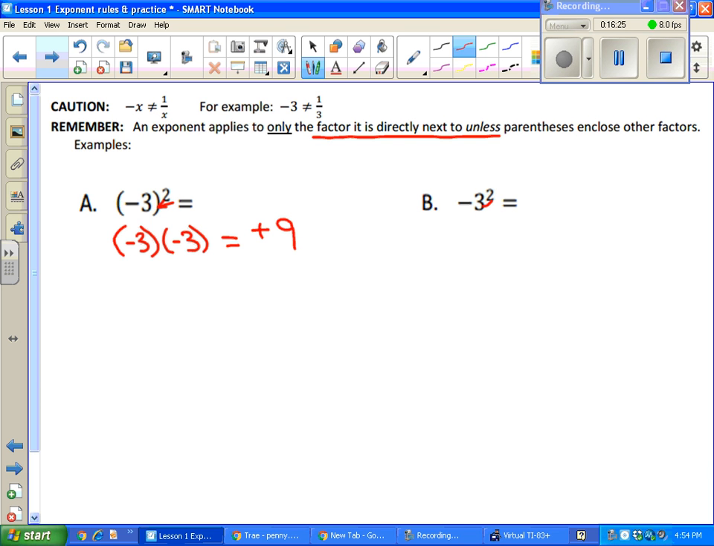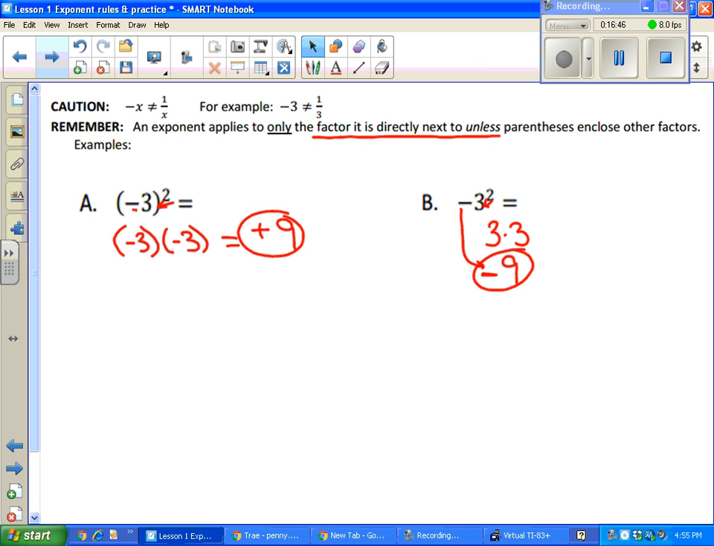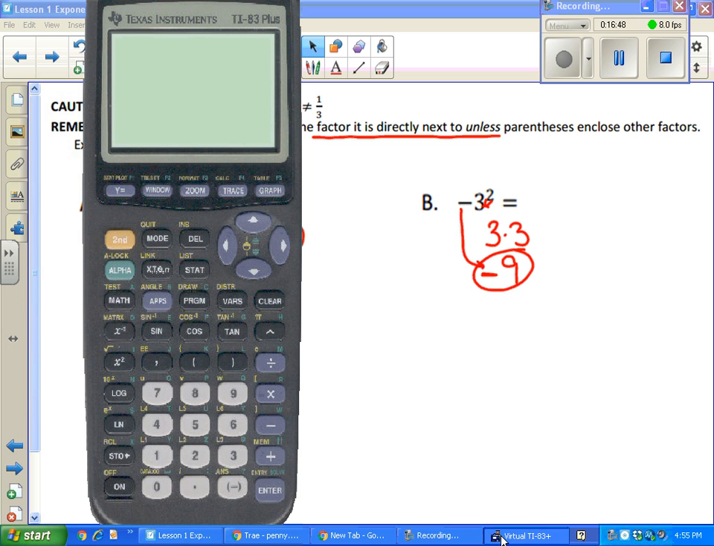Here, the closest thing that the 2 exponent is to is the 3. The negative sign is not necessarily going to go with the 3. So I'm going to take 3 times 3. 3 times 3 is 9. Then I'm going to come back and say, oh, okay, we got a negative sign. So this answer gives me a negative 9, but this answer with a 3 in parentheses, or negative 3 in parentheses, gives me positive 9. Your calculator can show you.